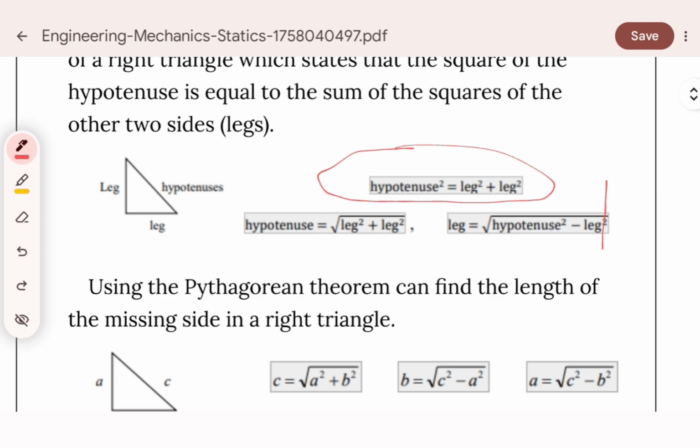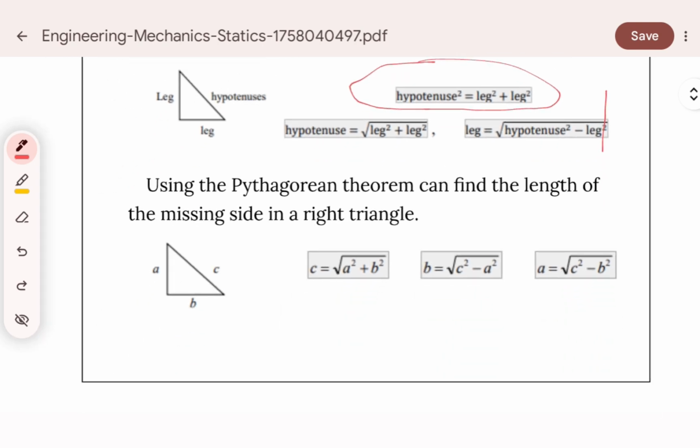Using the Pythagorean theorem, you can find the length of the missing side of a right triangle. For example, using that equation, you can find the hypotenuse, which is C, by squaring the two legs, taking the sum, and taking the square root. You can also solve for one of the legs of the triangle, either B or A, by just using the Pythagorean theorem.